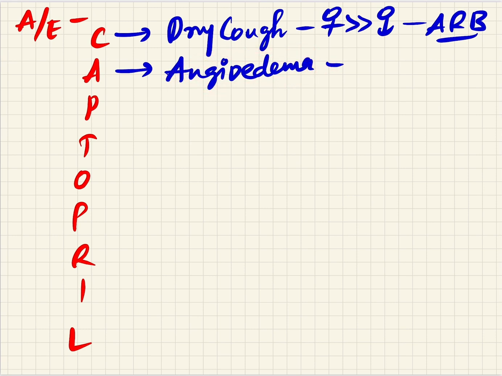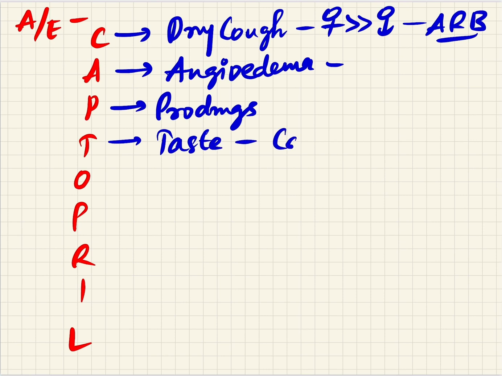And next, P. P refers to the prodrugs. All of them are prodrugs except captopril and lisinopril. And T refers to the taste alteration. There is dysgeusia, and that is mostly seen with captopril. Next, O refers to the orthostatic hypotension.